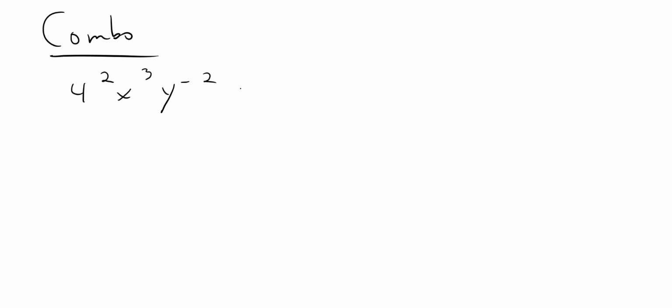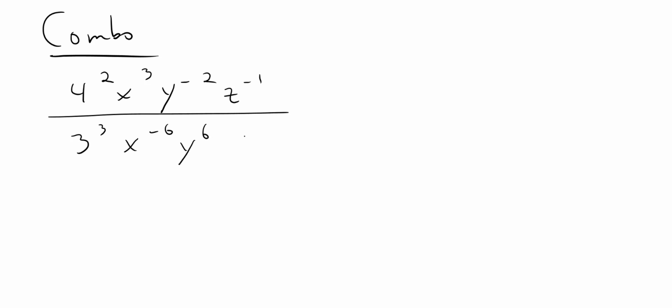Okay, so our last problem is a combo problem. So let's do that one. And like I said, it's got everything in it here. All right? So we're going to have 4 squared x cubed y to the negative 2 z to the negative 1 over 3 cubed x to the negative 6 y to the 6th and z to the negative 4.